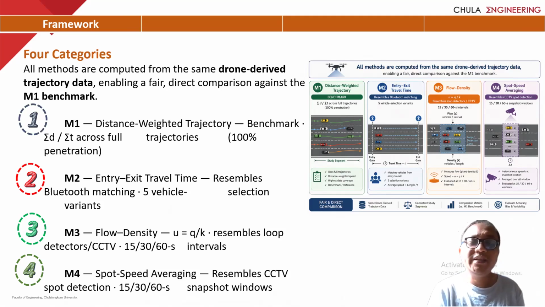M2 is the entry-exit travel time based method. It resembles Bluetooth matching or automatic license plate methods. There are 5 vehicle selection variants. In the third category, we have the flow-density-based method, which resembles loop detectors or CCTV. I use 15, 30, and 60-second sub-intervals. M4 is the spot speed averaging method, which resembles CCTV spot speed detection. Similar to M3, I use 15, 30, and 60-second aggregation time intervals here.